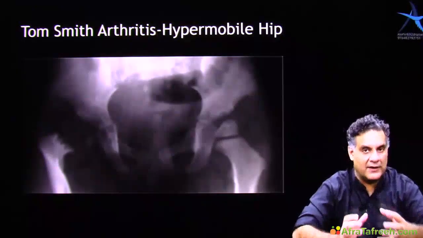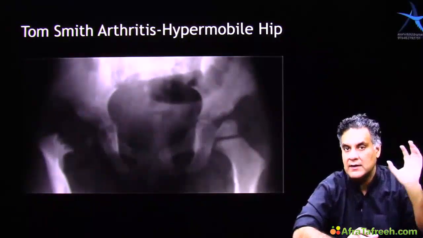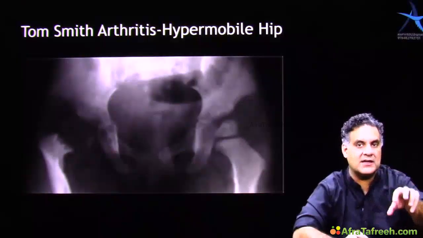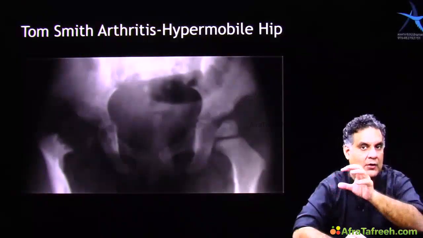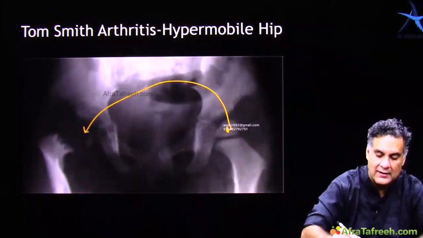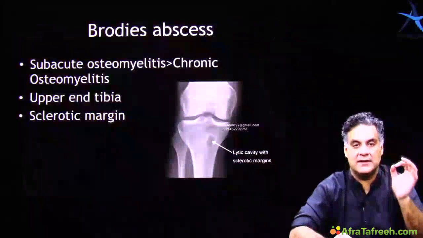Whenever there's an infection of the limb, that is osteomyelitis, or of the joint, the movement is absent. But Tom Smith arthritis is an exception. Initially the movement is absent, but then the head, or the capital epiphysis of the femur, gets destroyed. There is hypermobility and instability of the joint. Very commonly asked question in NEET and AIIMS.